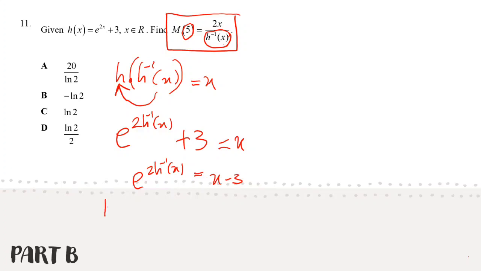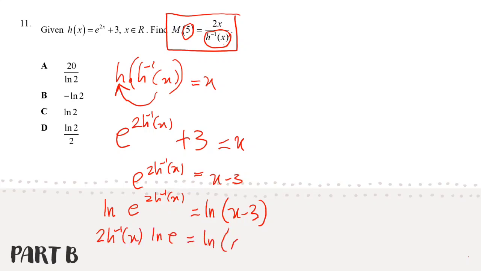So by taking ln or log of both sides, we get ln of e to the power h inverse equal to ln(x minus 3). And you simplify, you get 2 h inverse ln e is equal to ln(x minus 3). And ln e is equal to 1. And h inverse is equal to 1 over 2 ln(x minus 3). Therefore, you may substitute h inverse into your function m.